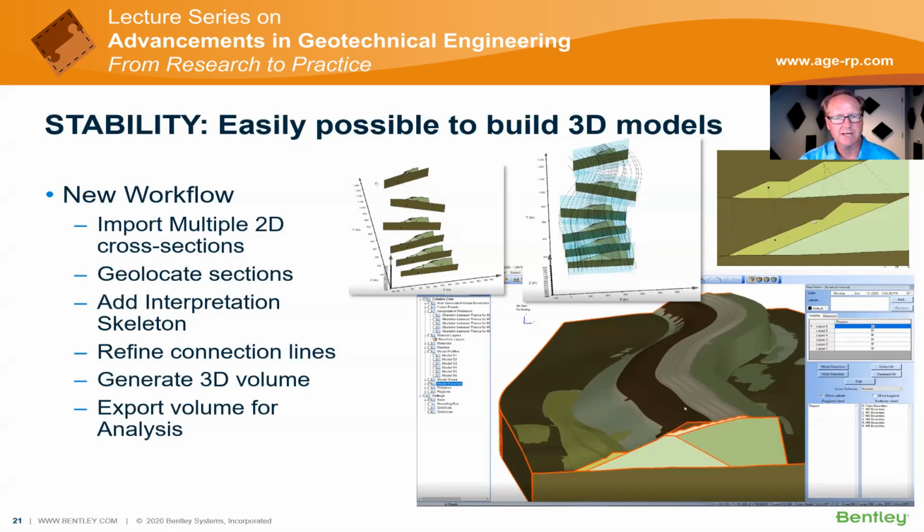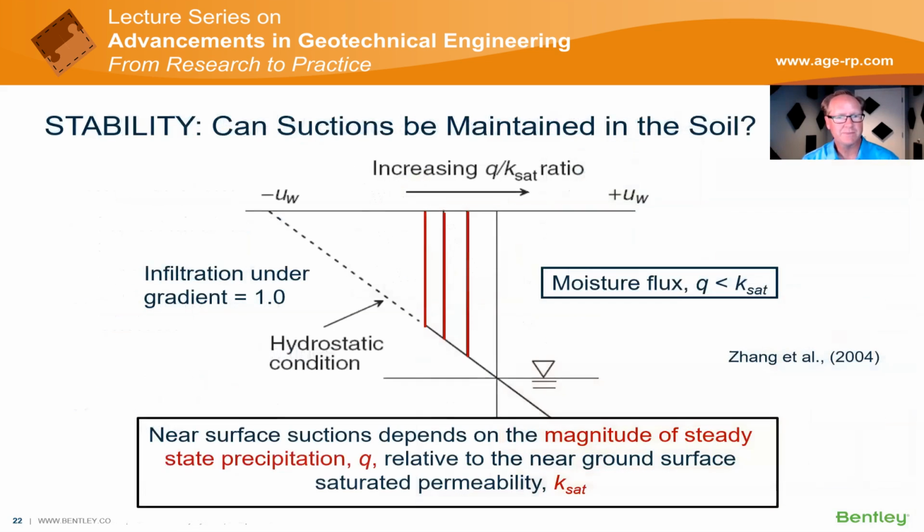So I just bring this out to say that the barriers to doing 3D analysis are quite small now. You can set up these models quite quickly, in a matter of a few hours or a few days, and analyze them very effectively. But we still have to get the physics right, even though we can do large 3D models. And so it's worth talking about the unsaturated suctions and how we account for unsaturated conditions in a numerical model. So number one, can suctions be maintained in the soil?